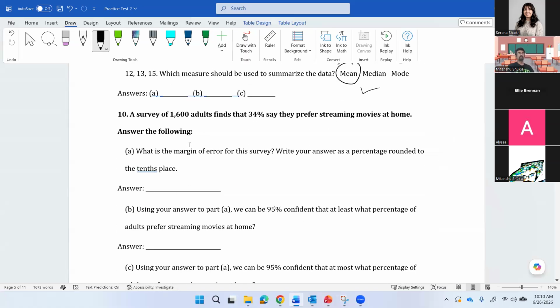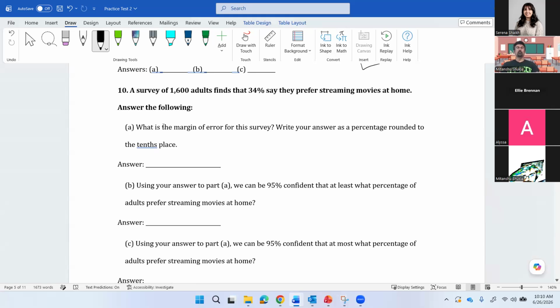Okay. Number 10. A survey of 1,600 adults finds that 34% say they prefer streaming movies at home. Answer the following. What is the margin of error? How do I find margin of error, guys? What do we know about that? Do we know that formula? Anybody want to blurt it out?